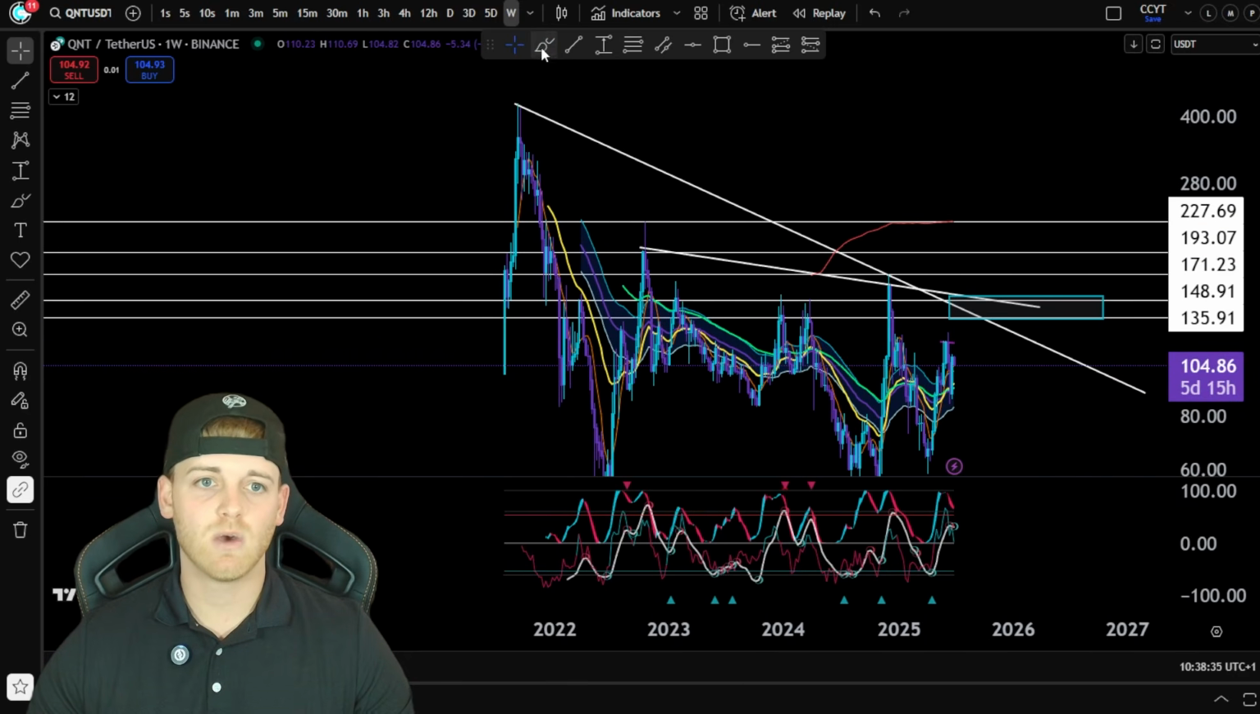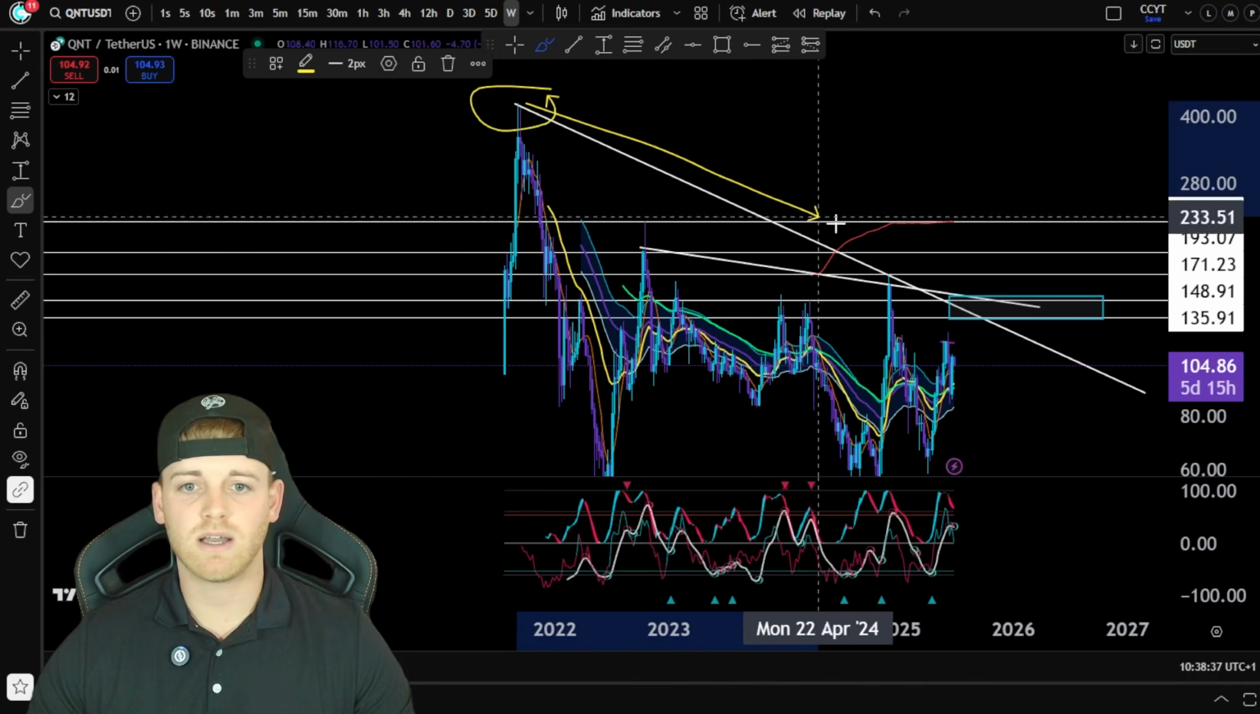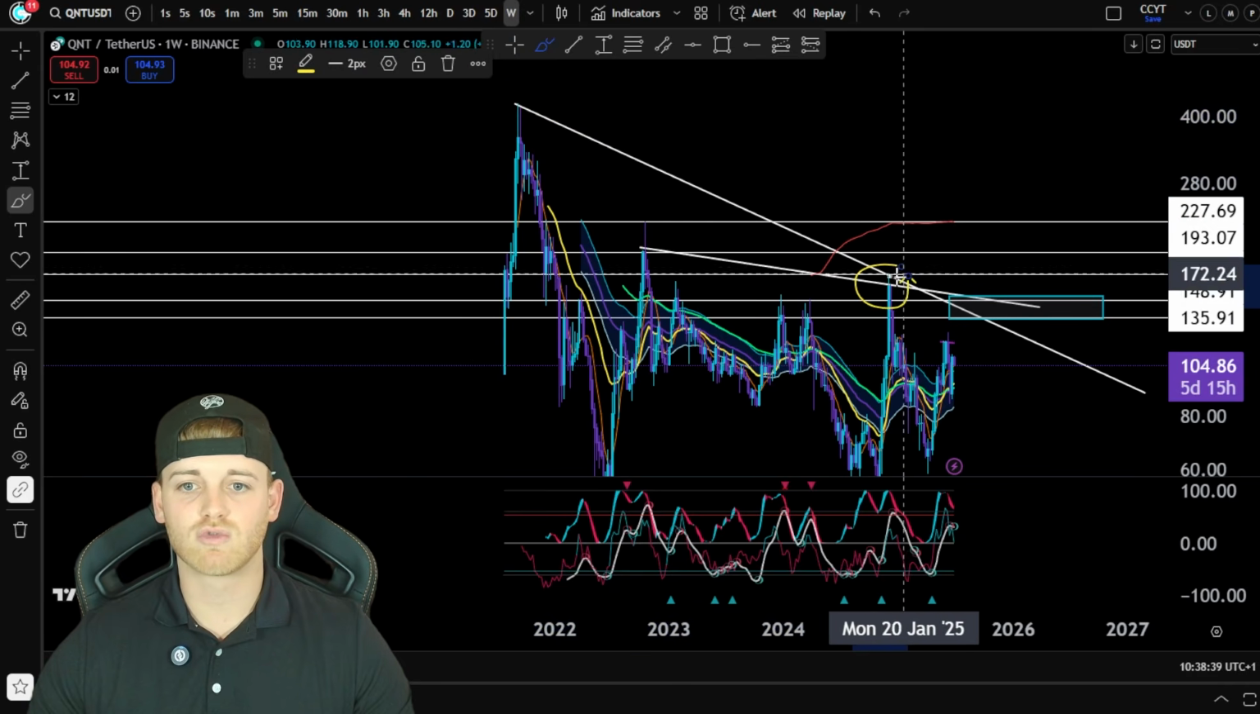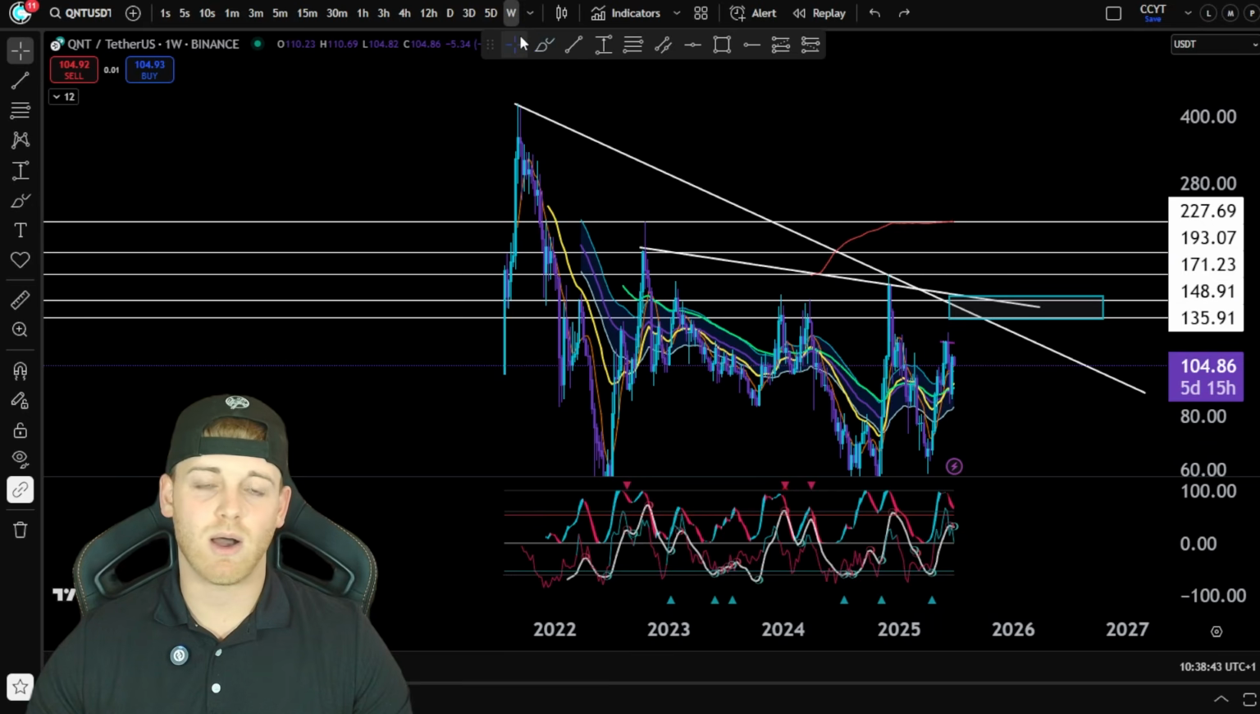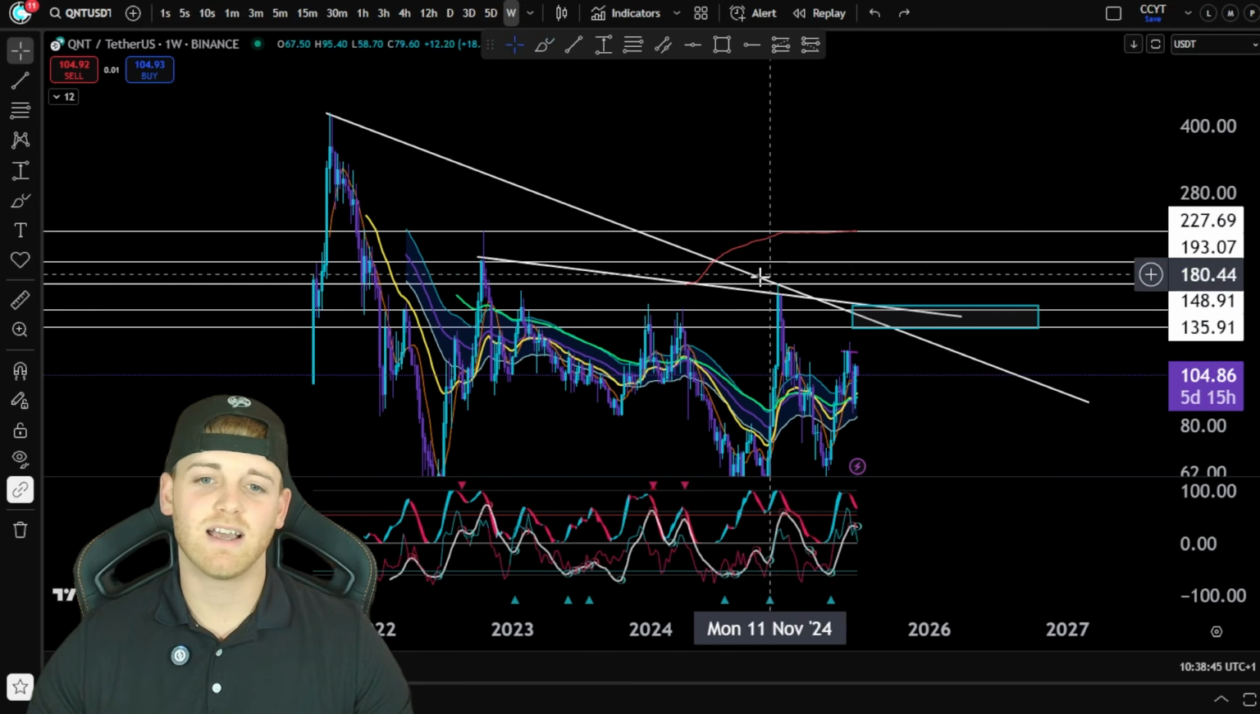On top of that, we've also got all-time high trend lines coming down to most recent bullish moves to the upside back in our micro bull market in December here.